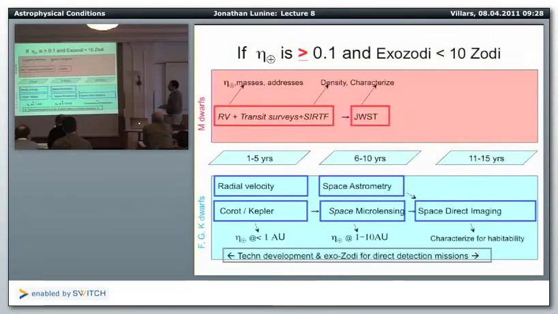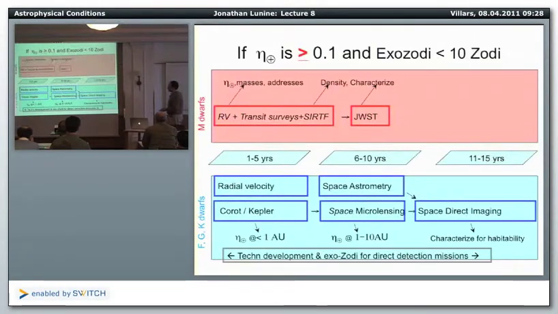For the FG and K dwarfs, it was deemed crucial to have aggressive radial velocity studies being done at the same time that Corot and Kepler would do the transit surveys from space. This was after Corot was launched, but before Kepler was launched. And of course now these systems are providing us very quickly with values for Eta sub-Earth, at least for orbits at the inner edge of the habitable zone and inward.